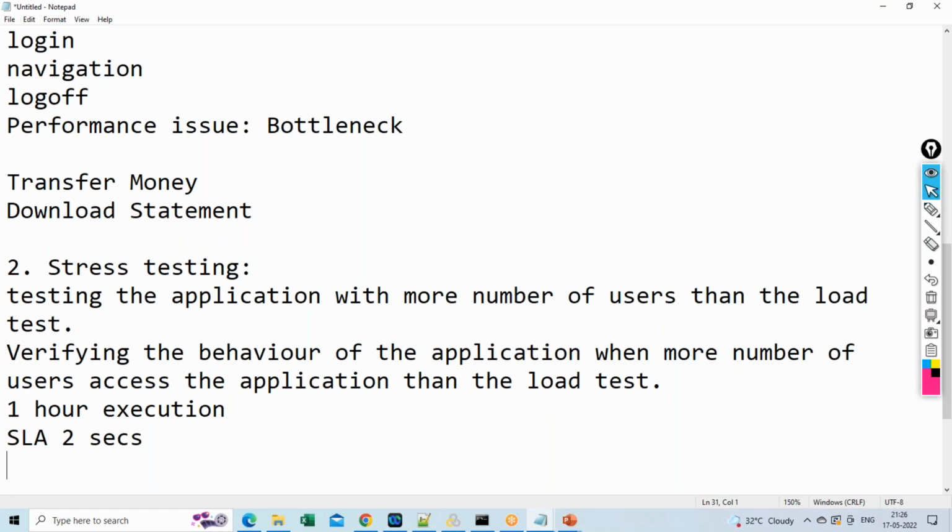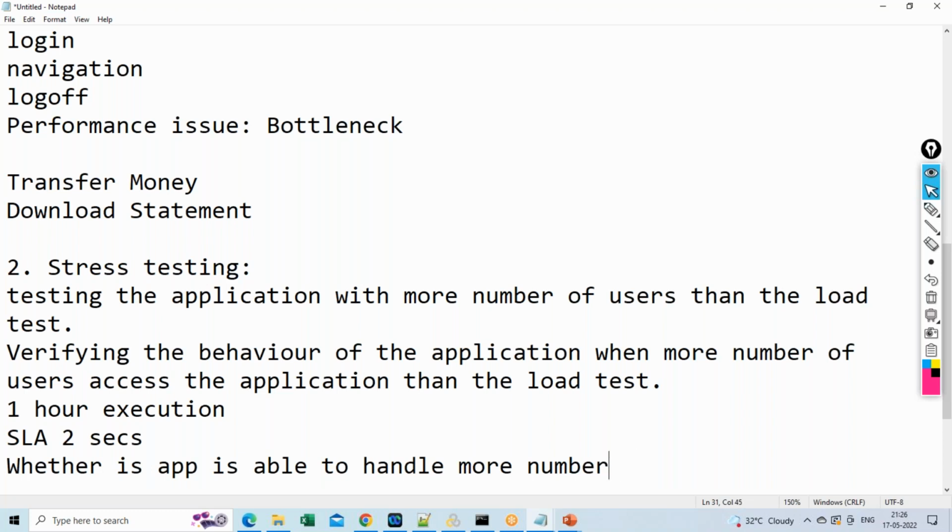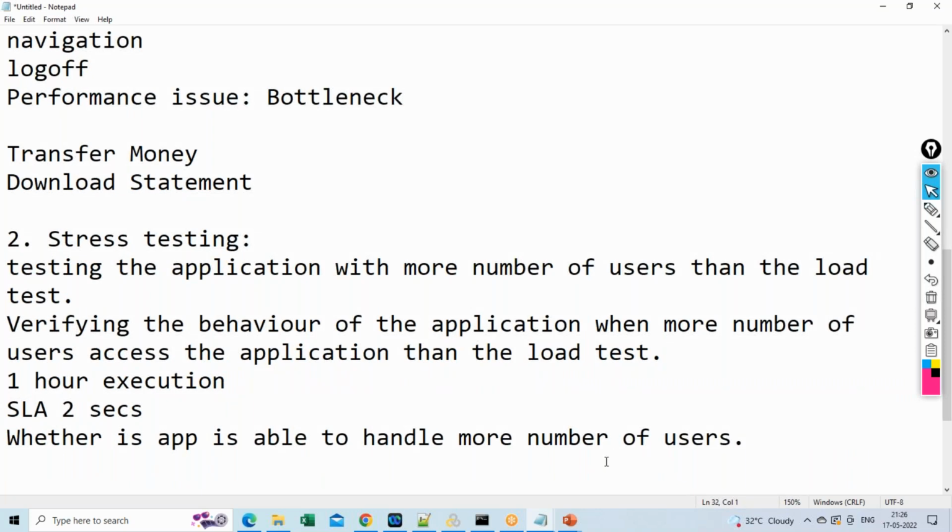The first thing we verify here is response times only. The other thing is whether the application is able to handle more number of users. That means the application should not crash. Even if you are testing with more number of users, the application should not crash. The only difference between the load test and stress test is that we test with more number of users. The other things are the same, like 1 hour execution, SLA, and so on.